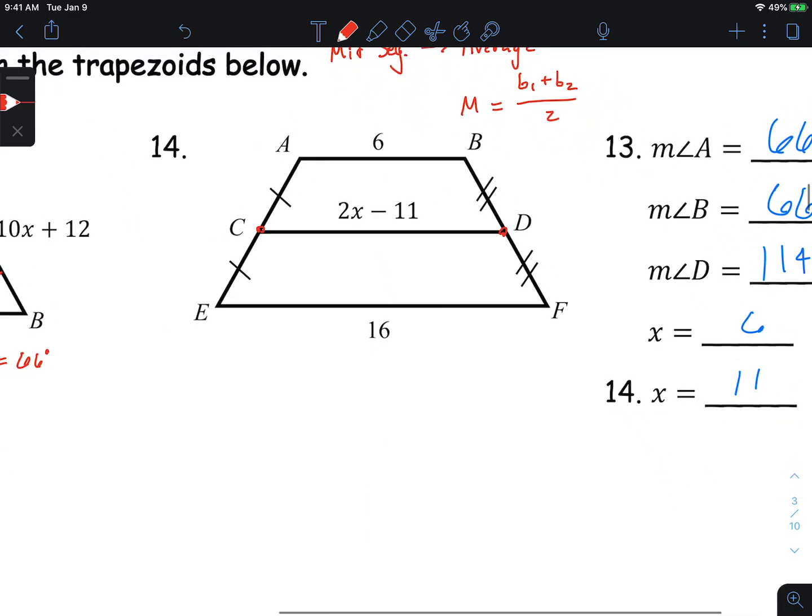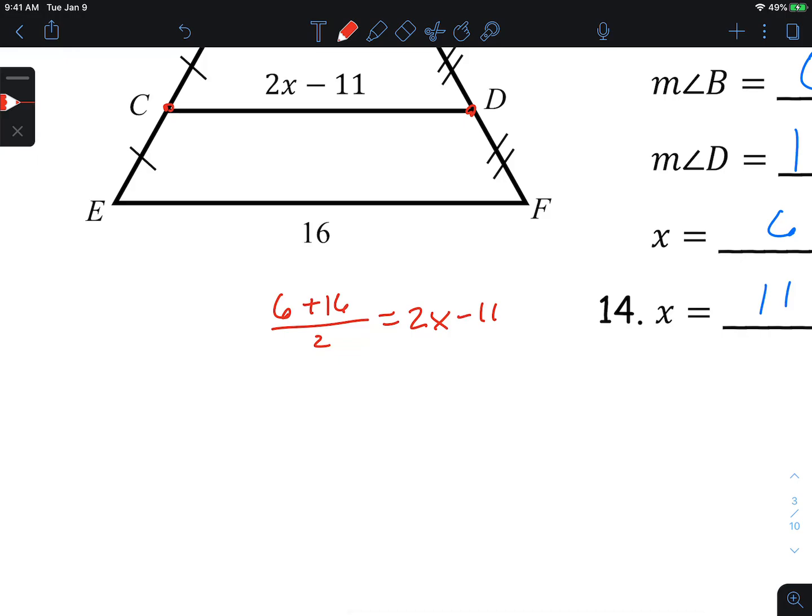So how do we do this one here? We go 6 plus 16, the two bases, divide that by 2. That equals the mid-segment, or that equals 2x minus 11. Okay, now 6 plus 16 divided by 2, that's going to be 22. And then 22 divided by 2, that's going to be 11.